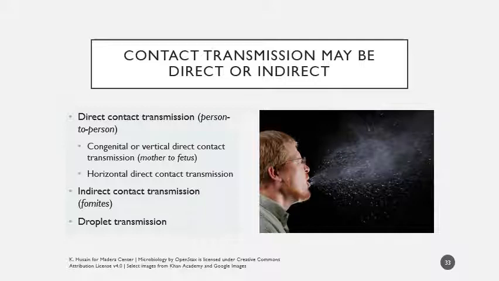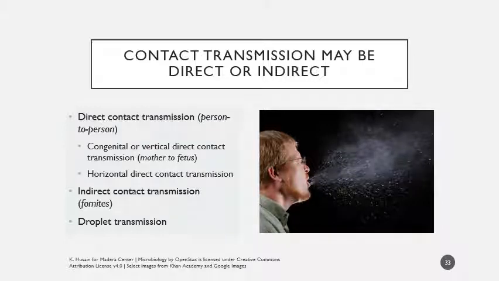With fomites, again, those are non-living, so this is indirect contact transmission. I have the flu, I cough on my hand, I put my hand down on the table, flu virus ends up there, someone else comes by, touches that same spot, picks up the flu virus, rubs their eye or puts their finger in their mouth, and then they have the flu. So that's indirect contact transmission using fomites.